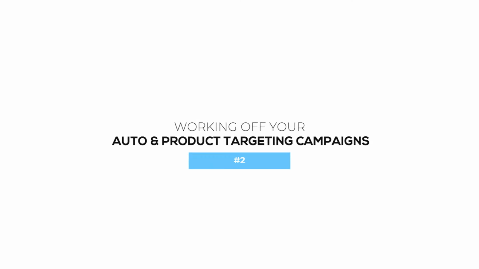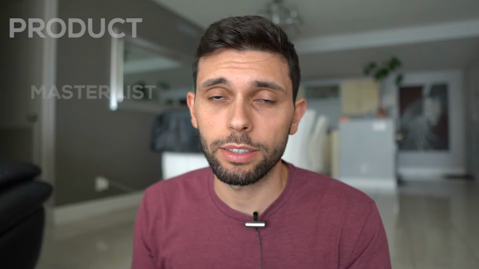So for the second campaign, we're actually gonna be building off of the first one, as well as any auto campaigns and any product targeting campaigns that you have. The first step is to open up your search term report or go into your campaigns and find whichever products you're converting really well on. Make a master list of products that you've been making a lot of sales on and have a good low ACoS for.